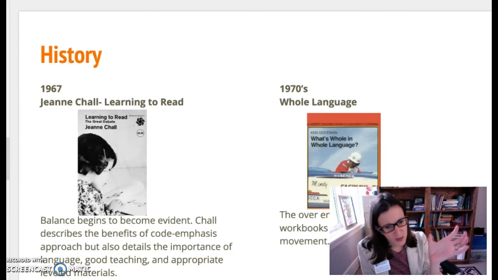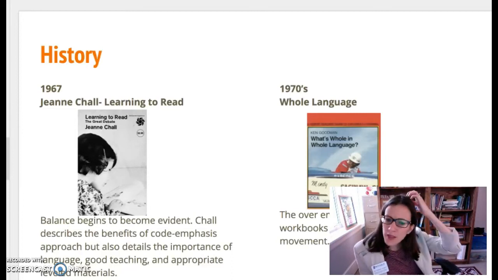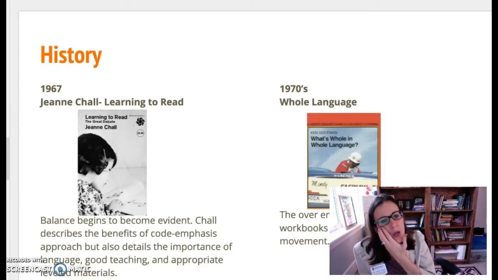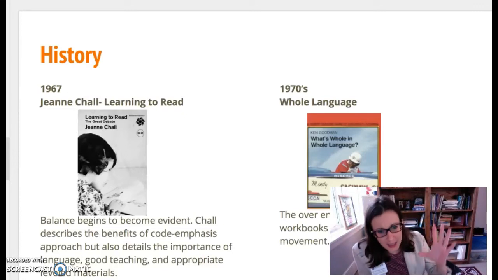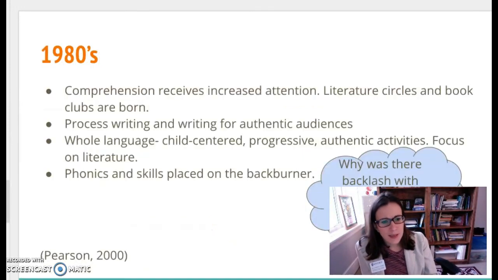Then we decide to swing that pendulum a little bit further, and Kenneth Goodman, his wife was Yetta Goodman, I'm sure these names sound familiar to you, published the book What's Whole in Whole Language. And this is the 70s, and we've got the overemphasis on skill and drill workbooks, leading again to that whole language movement, which really in California didn't go over well.